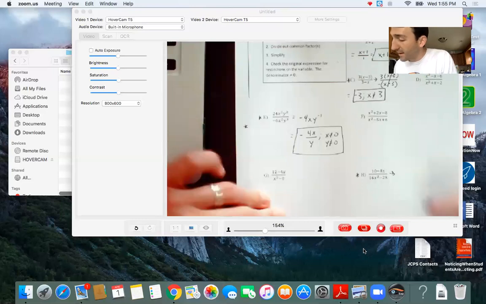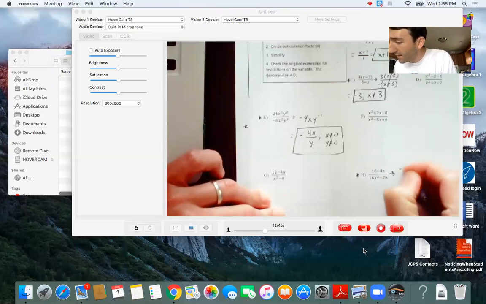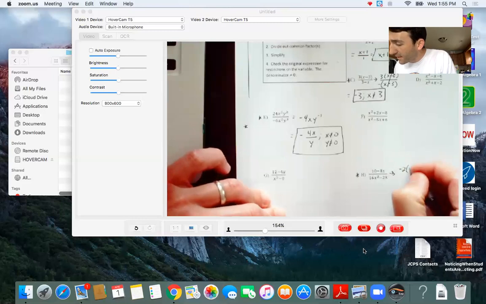So we want to factor out a -2, not just a -1. And then that would make my lead factor positive 4x, and then my other factor -5.